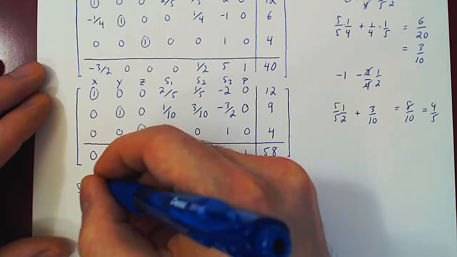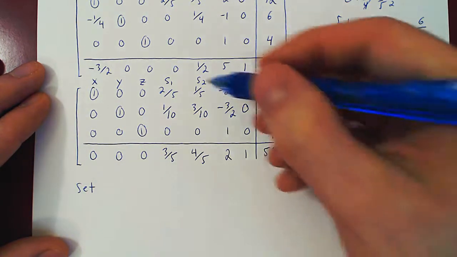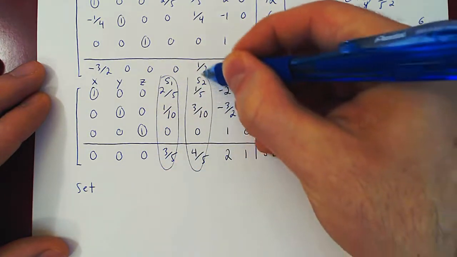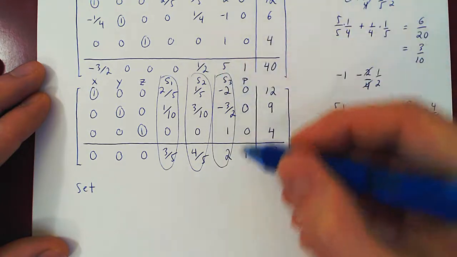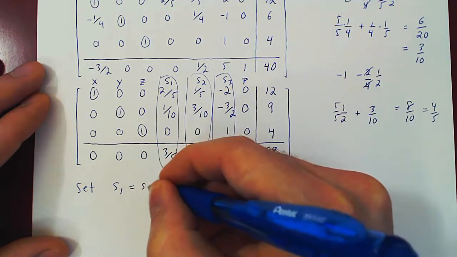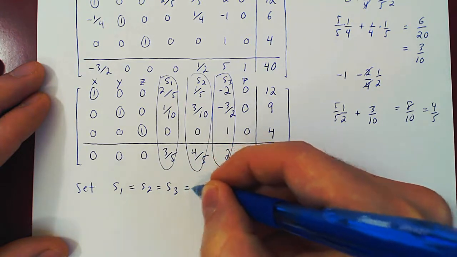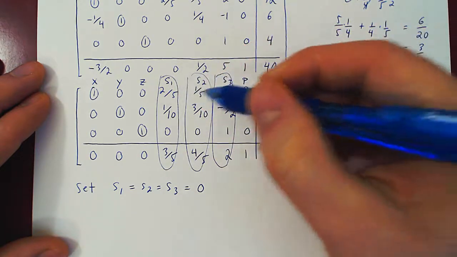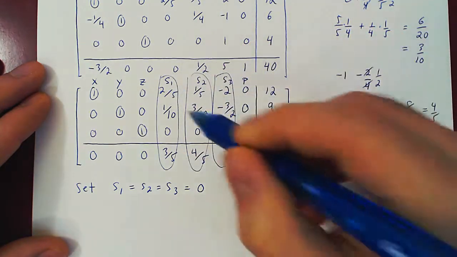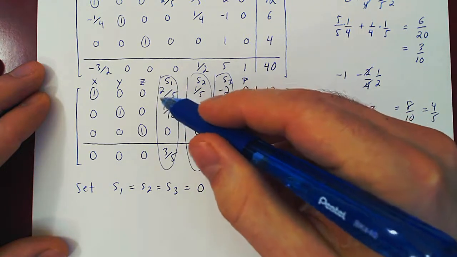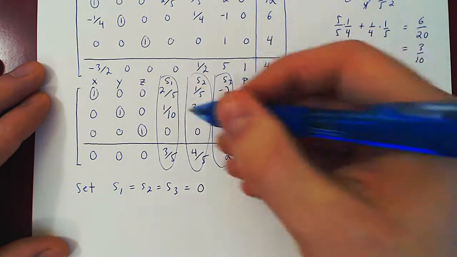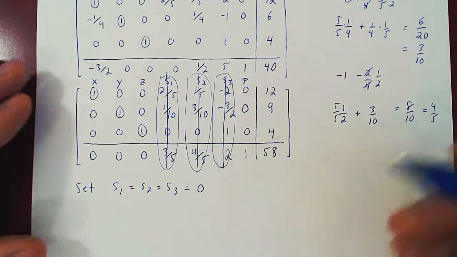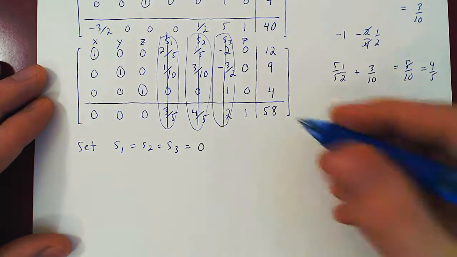As always, we set the non-basic variables to 0. So here, s1 is non-basic, s2 is non-basic, and s3 is non-basic. So we set s1 equal to s2 equal to s3 equal to 0. If those are equal to 0, then we can ignore these columns, as we would get again for each row plus the coefficient times 0, which is 0, so they become irrelevant. And now we can solve for our basic variables using the corresponding pivoting ones.